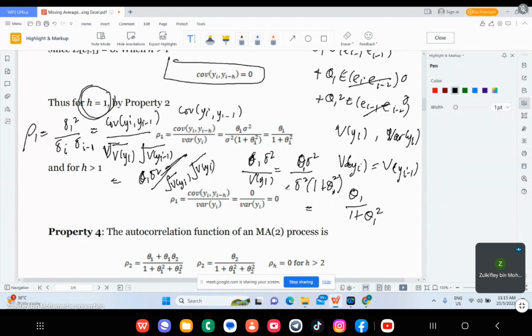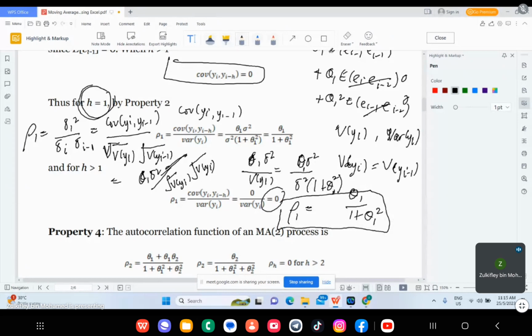Ini cara kita nak prove the autocorrelation function, rho1 is equal to theta 1 over 1 plus theta 1 square. Selebihnya, bila H is greater than 1, rho1 bersamaan dengan kosong. Kalau H lebih besar daripada 1, rho1 sama dengan kosong. So, this is how we prove your autocorrelation is equal to theta 1 over 1 plus theta 1 square.